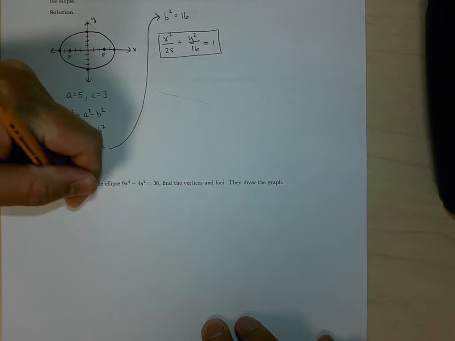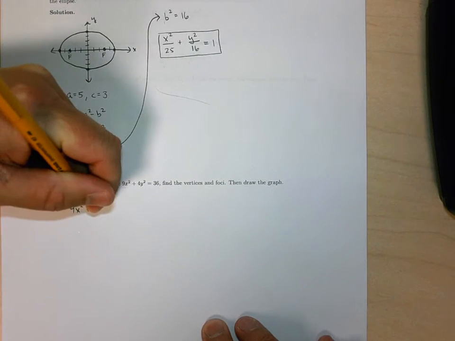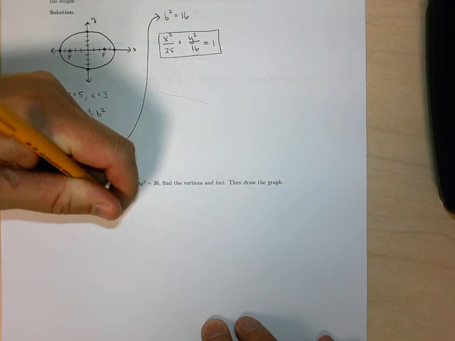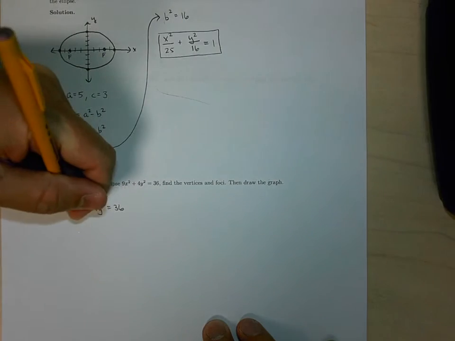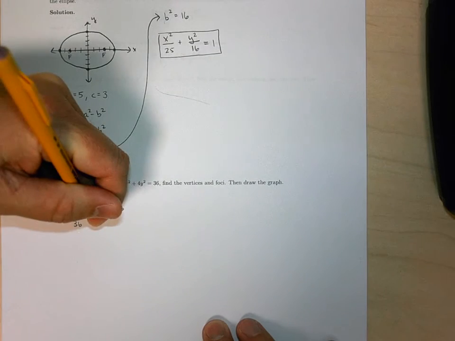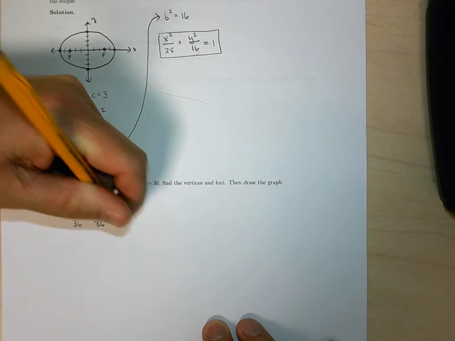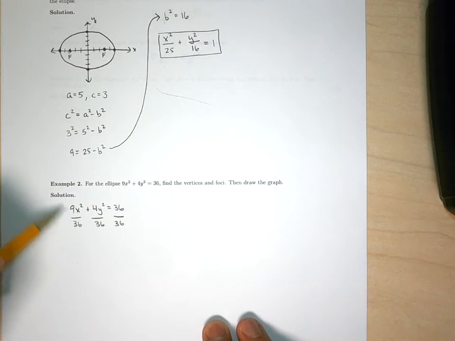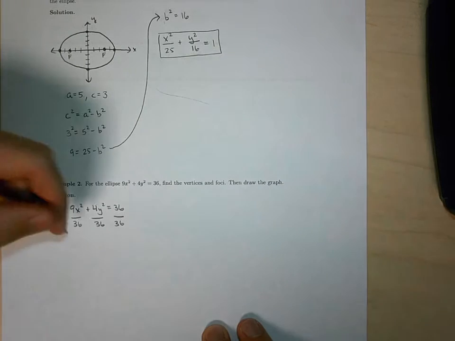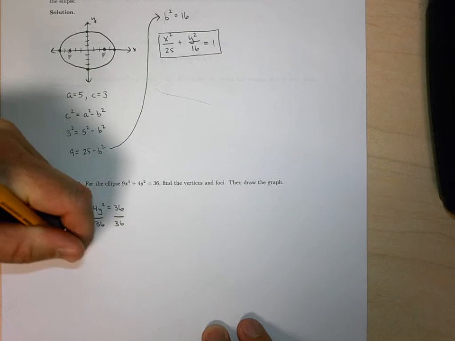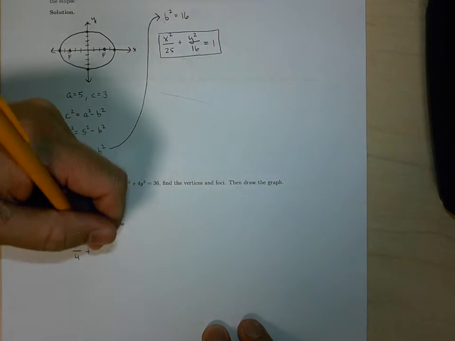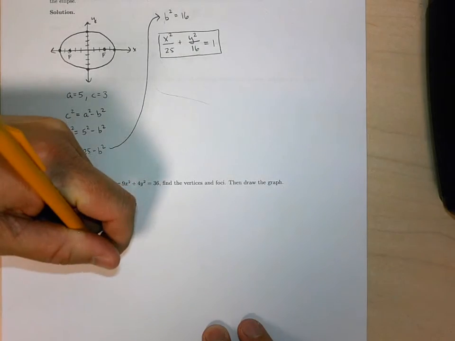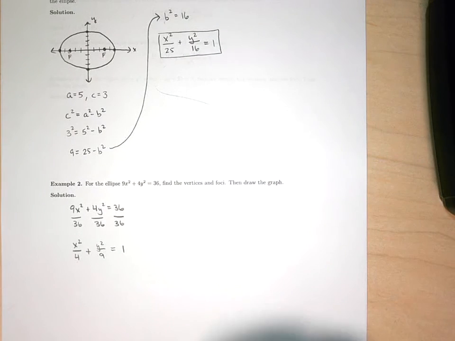But it would be better if this were in the so-called standard form, meaning if the right-hand side were equal to 1. So what I can do here to make 36 into 1 is just divide by 36. Okay. 9 over 36 reduces to 1 over 4, so I have x squared over 4. 4 over 36 reduces to 1 over 9, so I have y squared over 9, and of course that's 1.